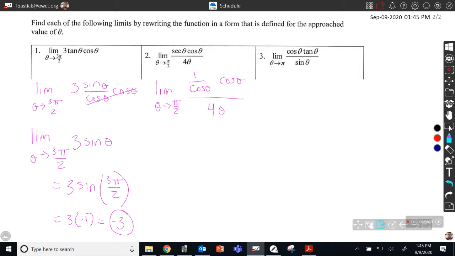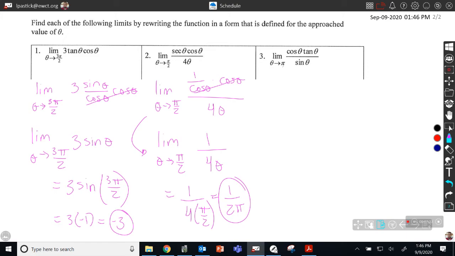The cosines up top will then cancel, creating a 1 in the numerator, and now we've got a nice little limit expression that we can evaluate. We have the limit as theta approaches pi over 2 of 1 over 4 theta. And now we can plug that in, and we will get 1 over 4 times pi over 2, which is the same as 1 over 2 pi. And that is our limit.